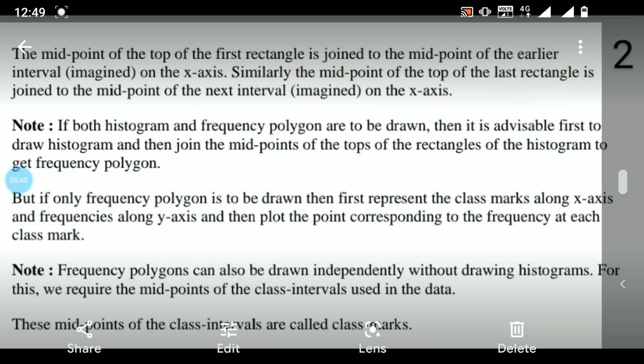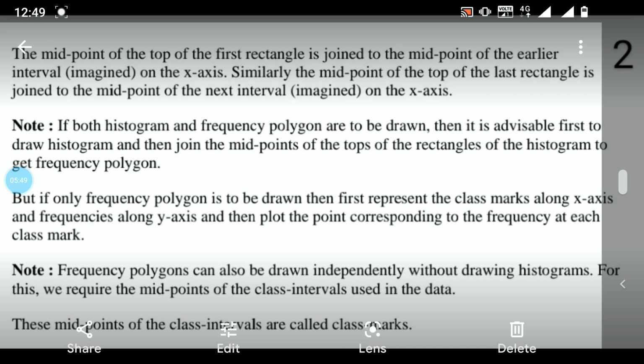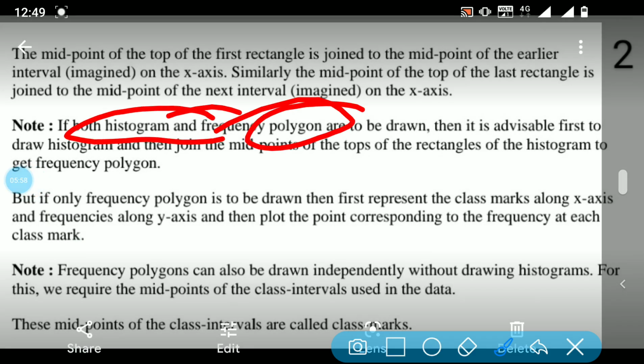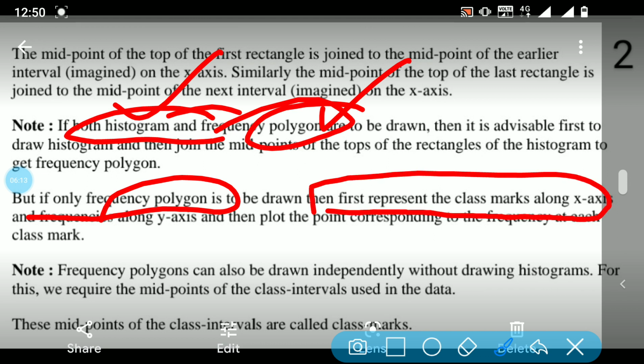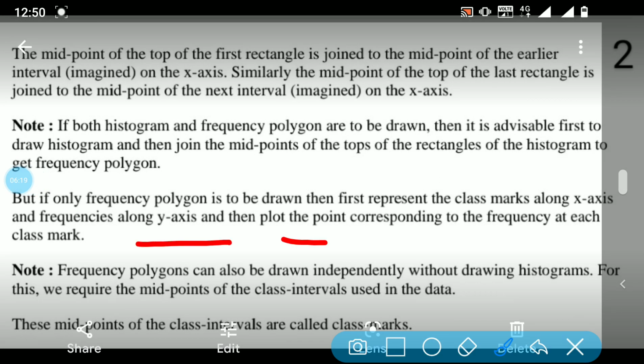Okay, this is the way to represent the frequency polygon. If both histogram and frequency polygon are to be drawn, then it is advisable to first draw the histogram and then join the midpoints of the top. If you are drawing both, first draw the histogram and afterwards the frequency polygon by joining the midpoints of the histogram. But if only the frequency polygon is to be drawn, then first represent the class marks along the x-axis and frequency along the y-axis, and then plot the points corresponding to the frequency at each class mark.